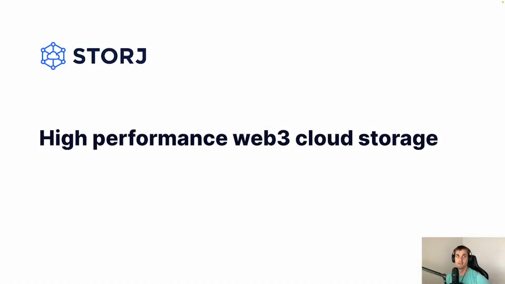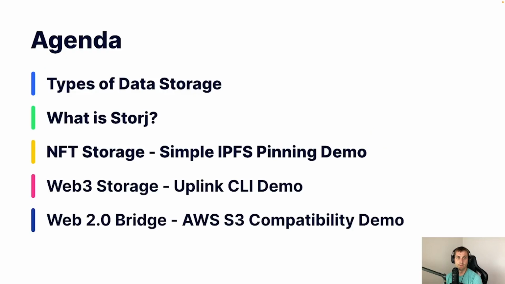Let's get into it. Storj is a decentralized cloud object storage for video, images, backups, NFTs, DApps, etc. We're also known for our high performance. What this workshop is going to show you is the types of Web 2 storage compared to Web 3, what Storj is and how it works, and then I'll give you some demos of our simple IPFS pinning for NFTs, our Uplink CLI demo for direct Web 3 storage access, and our AWS S3 compatible demo.